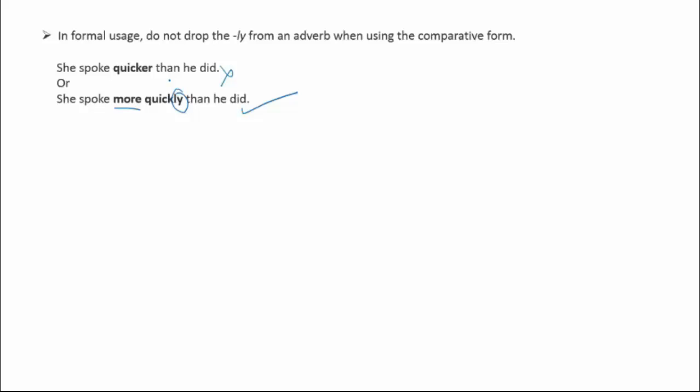Let's see the next one. She spoke quicker than he did. She spoke more quickly than he did. Now there is a word quick. That is an adjective, you made it an adverb. So when we make it an adverb, it becomes quickly. Since it ends with ly, you won't add er at the end. What you would do, you would add more. So when you add more, you won't drop the ly. So which is correct? More quickly. It's not quicker, because the adverb of quick is quickly. You don't drop the ly to make it a comparative form in an adverb.